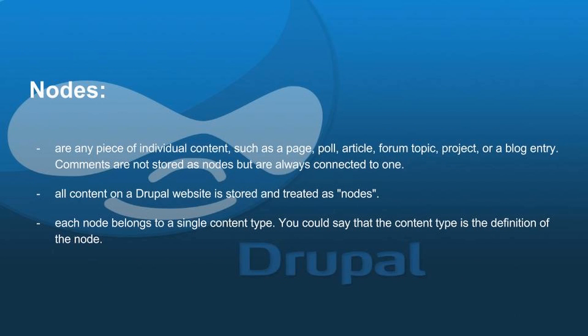Nodes. Nodes are any piece of individual content, such as a page, an article, a forum topic, a project, or a blog entry. Comments are not stored as nodes, but are always connected to one. All content on a Drupal site is stored and treated as nodes. Each node belongs to a single content type. You could say that the content type is the definition of the node.